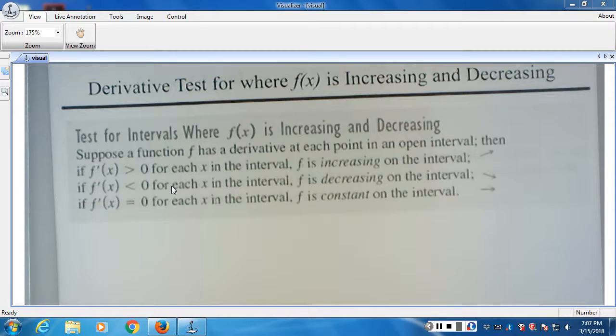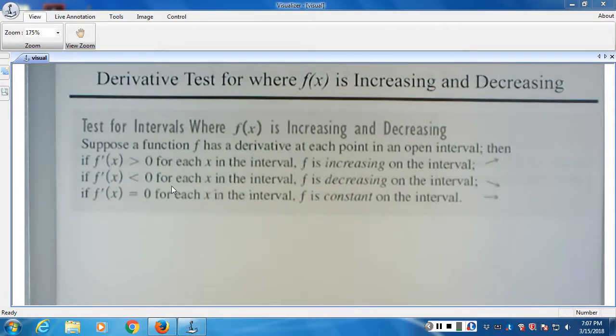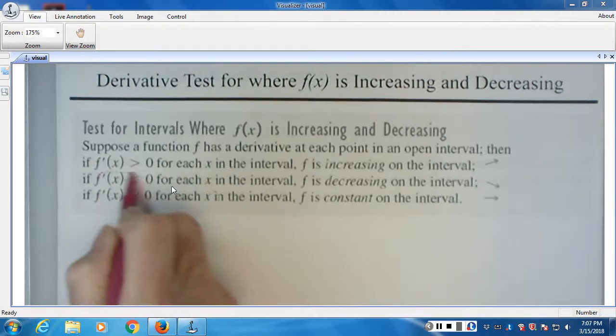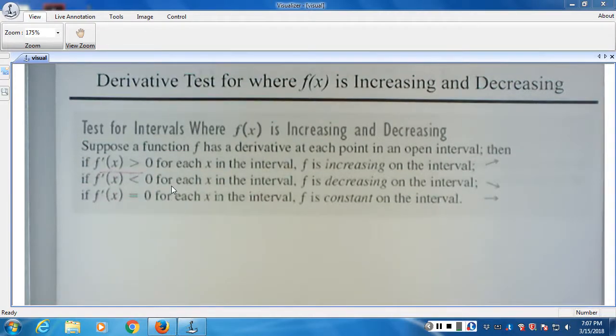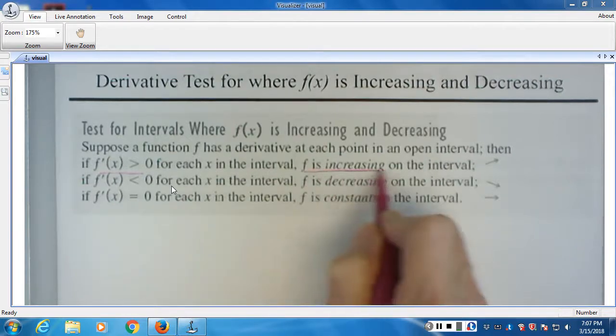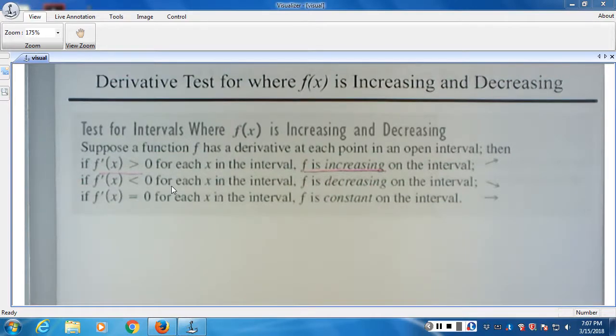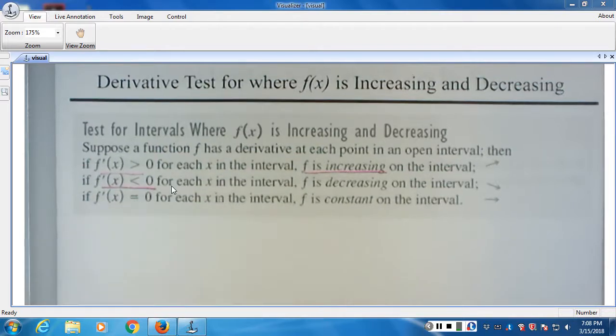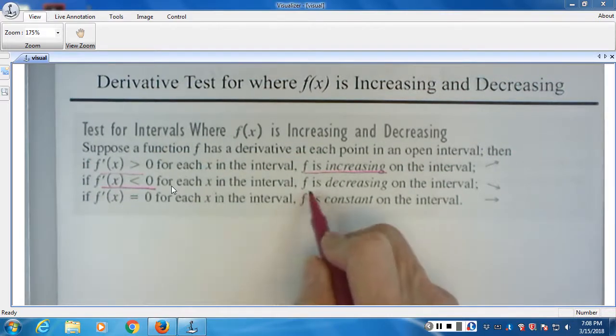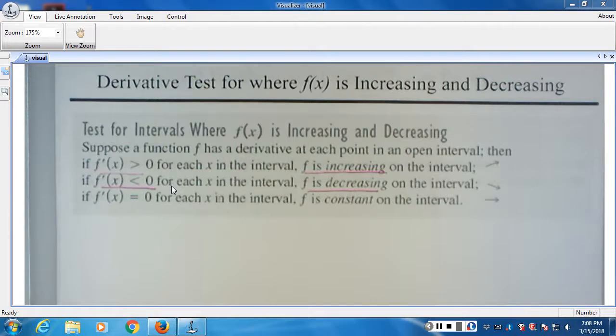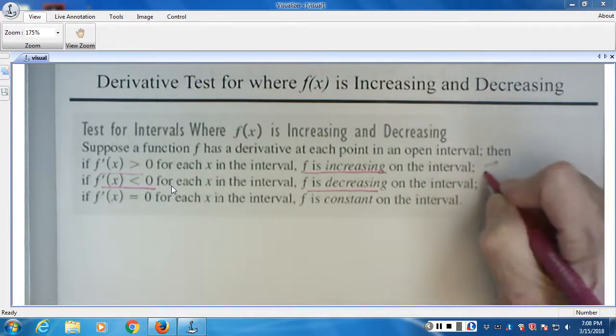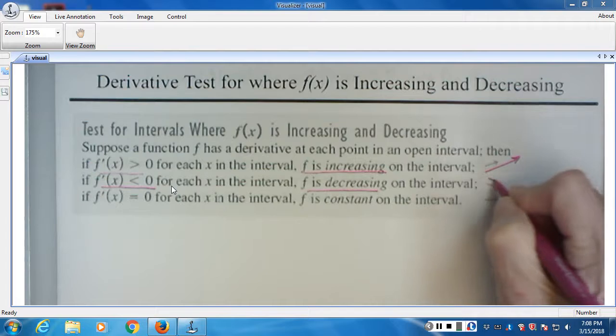So this explains to you the test, and I'm not really going to go through this too much. I'm just going to try to put it in English. This tells you that when the derivative is positive for a function on any particular interval, that means that the function is increasing. And I've been telling you this the whole time. And when the derivative is negative on that interval, then the function itself is going to be decreasing. So when the derivative is positive, it goes uphill. When the derivative is negative, it's going downhill.